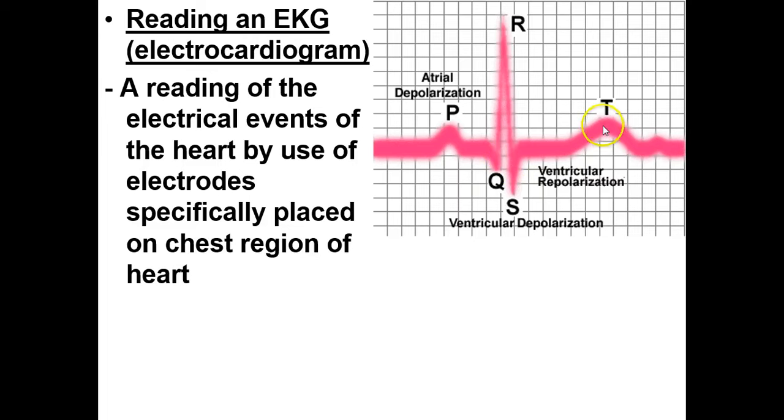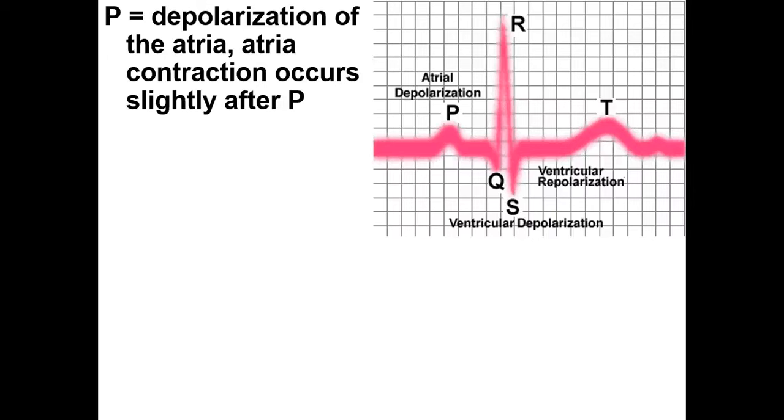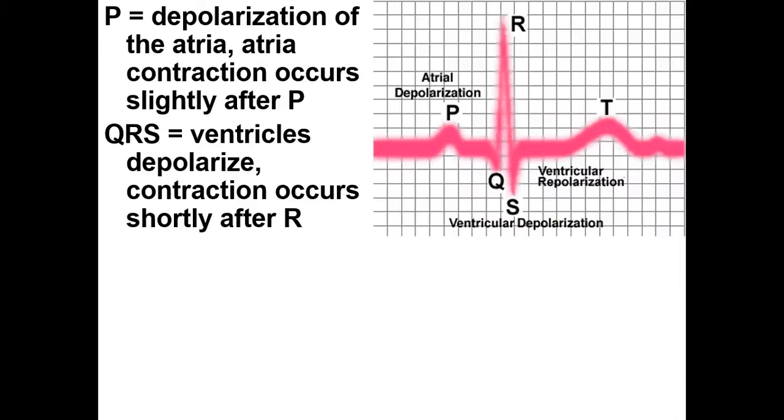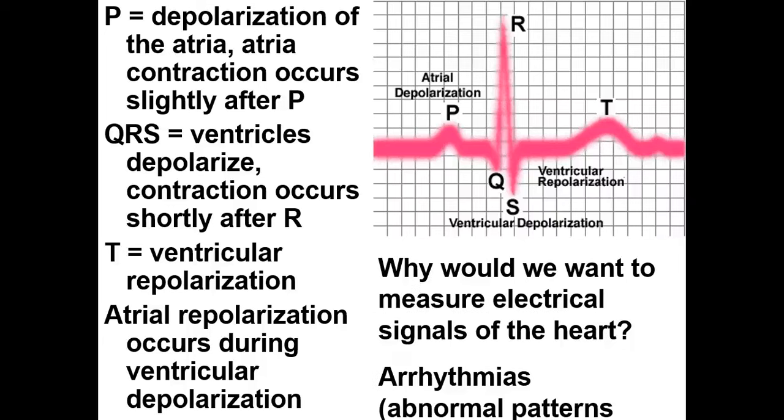Then you have a lag period in the T wave. That is actually the ventricular repolarization. That's the redistribution of ions and everything like that back to the resting potential for the next contractile effort. So again, P. It's the depolarization of the atria and the atrial contraction slightly after the P. The QRS complex. The ventricles depolarize and contraction occurs shortly afterwards. Then you have T, which is ventricular repolarization. Atrial repolarization occurs during the ventricular depolarization, which is why you don't see a wave, because it gets overshadowed by the ventricular depolarization.